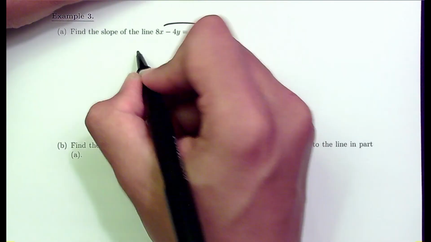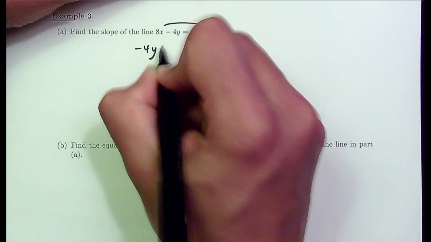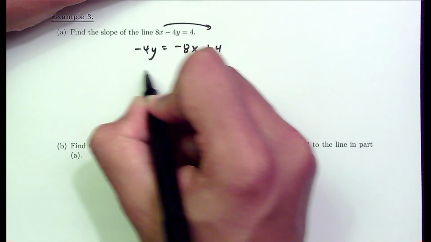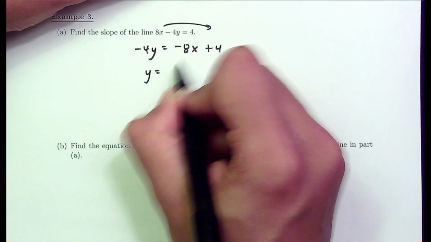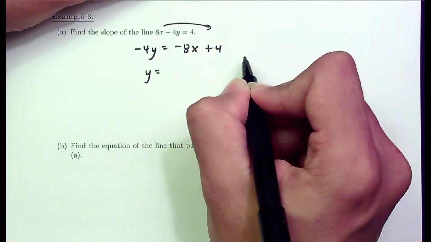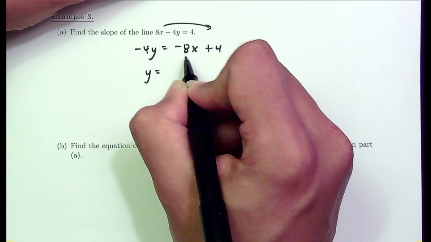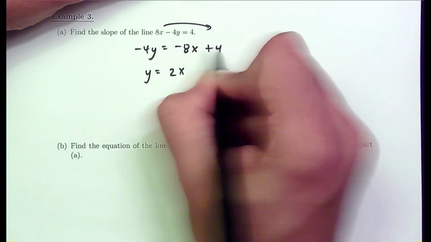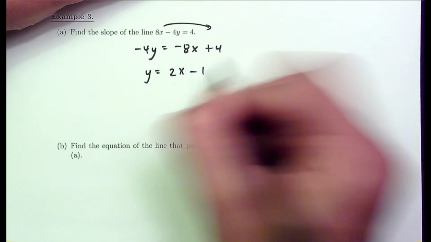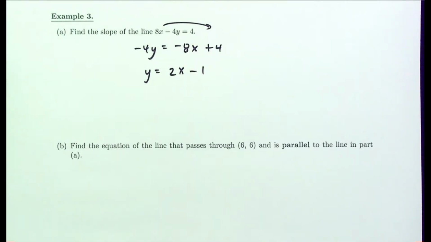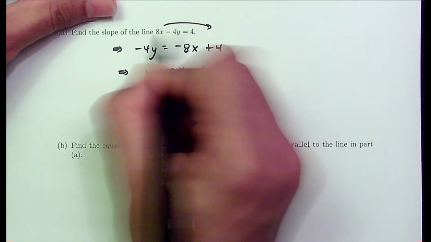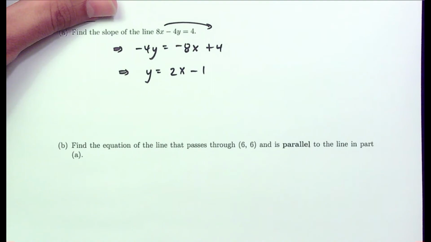We're going to get -4y equals -8x + 4. Now divide by -4, and remember everything gets divided by -4. You're going to get y equals -8 divided by -4, which is positive 2, and positive 4 divided by -4 is -1. So that is this equation rewritten, solved for y.